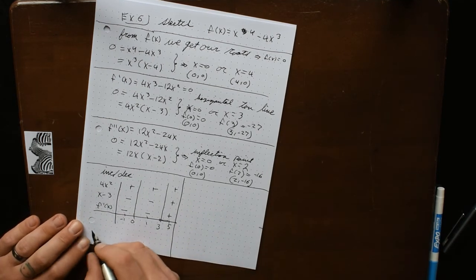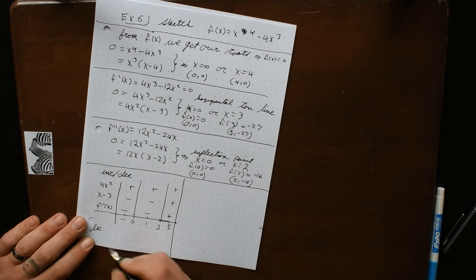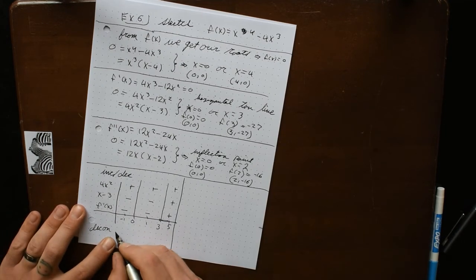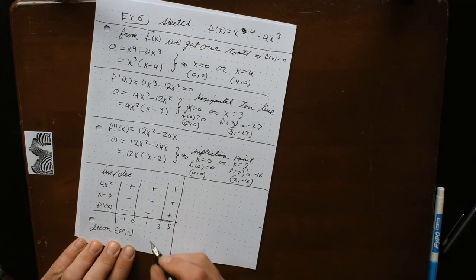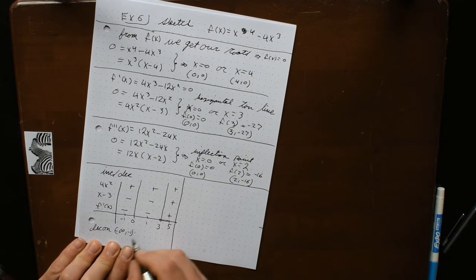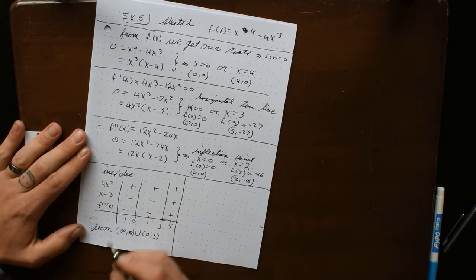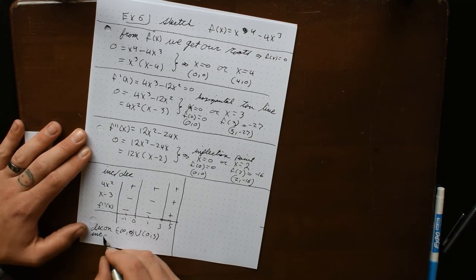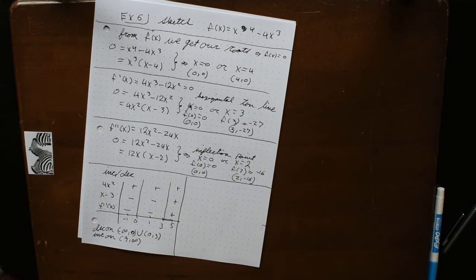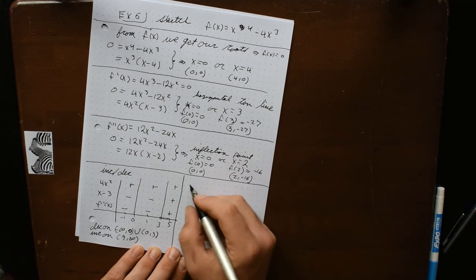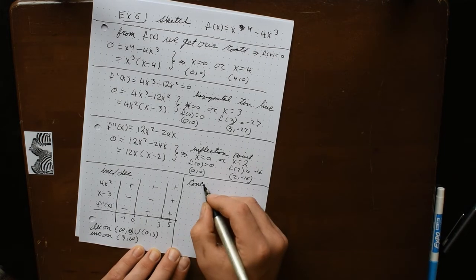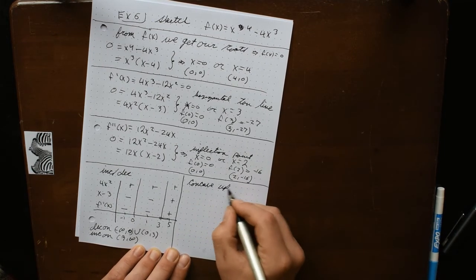What this tells us is we're actually going to decrease on negative infinity to 0, union 0 to 3, and we're going to increase on 3 to infinity. We can also figure out where we're concave up or down.